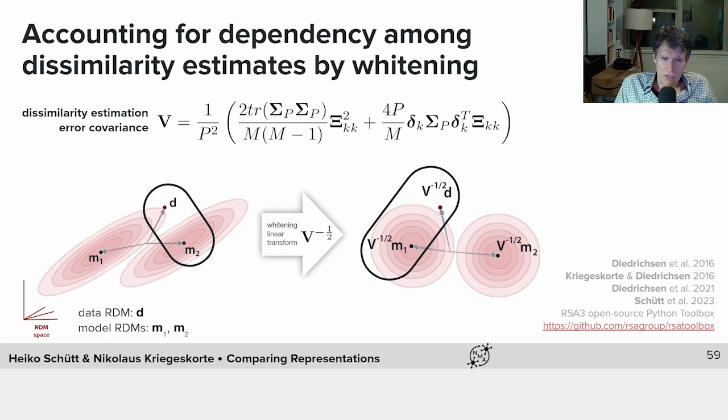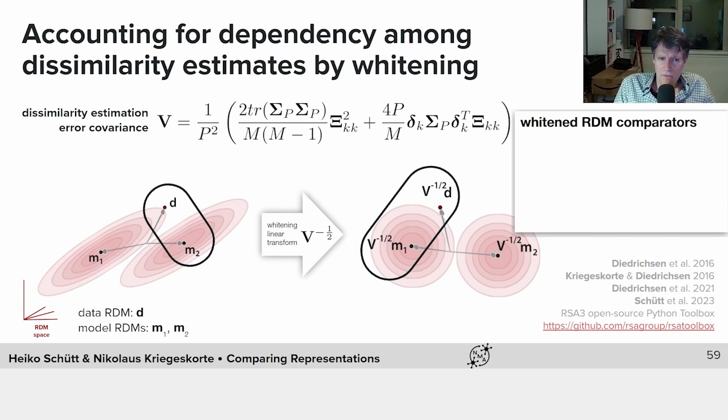And this has been worked out, so we know how to estimate this dissimilarity estimation error covariance by W1D3 and Heiko Schütt, and it's implemented in our open source Python toolbox, so you can check it out there or play around with it in the tutorials. So this gives us whitened RDM comparators, and there's a little more under the hood, so we can use this knowledge about the covariance of the RDM estimates in different ways.